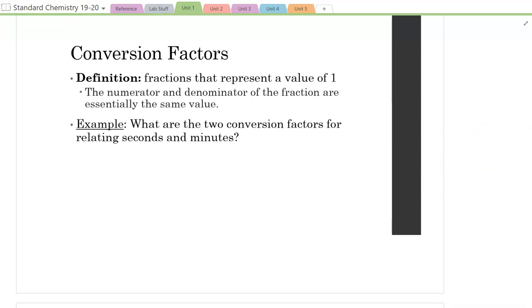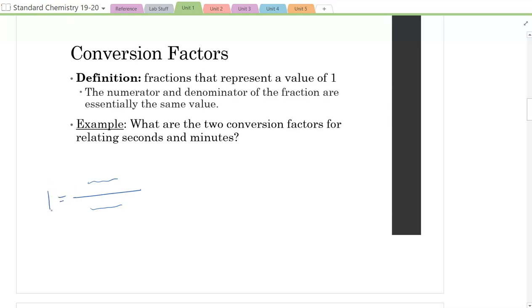A couple of things that make this dimensional analysis really effective are going to require us to know certain terms. For example, conversion factors. Conversion factors are basically fractions that represent a value of 1, where the numerator and the denominator are effectively the same value. So that means when you have a fraction, the number that's on top and the number that's on the bottom, if they're the same, or whatever information is contained in either spot, if they're the same, then they're effectively going to be equal to just 1, right?